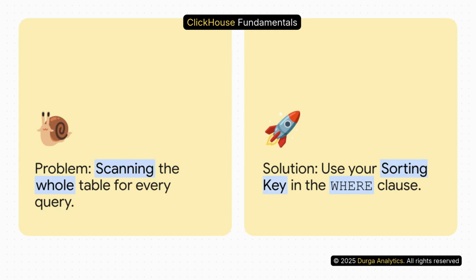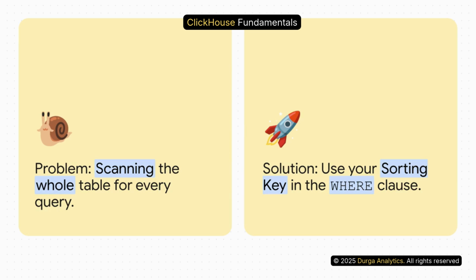And for rows, it's the exact same principle. Scanning an entire table is incredibly wasteful. The solution here is to use your sorting key, what ClickHouse calls the primary key, right in your where clause. This allows ClickHouse to be amazingly efficient, which actually brings us to our next point, how it finds your data in the first place.